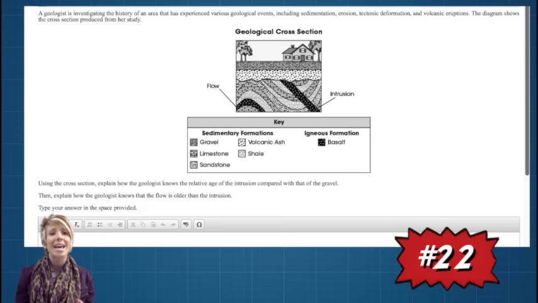Then the second part: explain how the geologist knows that the flow is older than the intrusion. So the flow, you can see there, it's labeled at the bottom. How do we know that that is older than the intrusion? It says type your answer in here, but since again we're doing this on pencil and paper, go ahead and write your answer down, and then we'll go on to the next question.